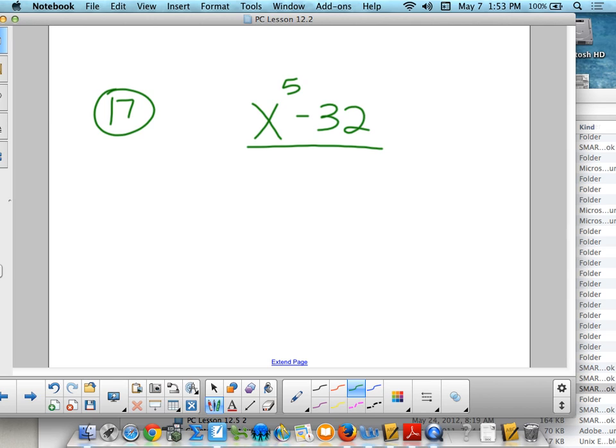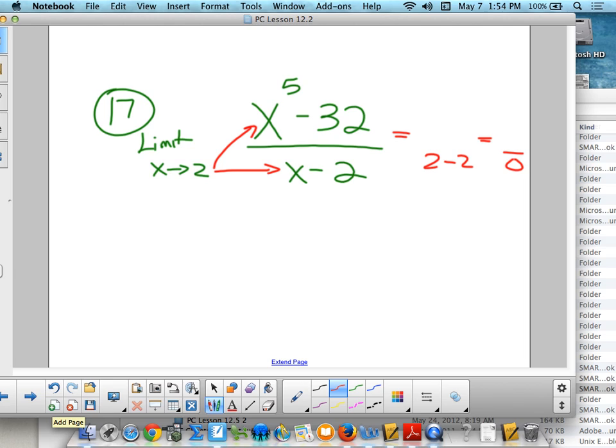x to the 5th minus 32 over x minus 2. Find the limit as x approaches what? 2. Okay. I'm going to try it, even though I kind of know what's going to happen. Direct substitution. This would give me 2 minus 2, 0. This would give me 32 minus 32, 0. What's that mean? It does exist. Well, if it exists, let's go find it.